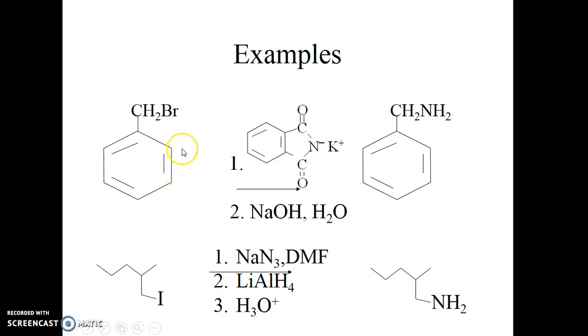Here's an example. This is a primary alkyl halide. We're treating it with potassium phthalimide, and then washing with sodium hydroxide to give us this amine. Here's an example of using sodium azide. Sodium azide on this primary alkyl halide, treating it with lithium aluminum hydride afterwards gives us this amine.